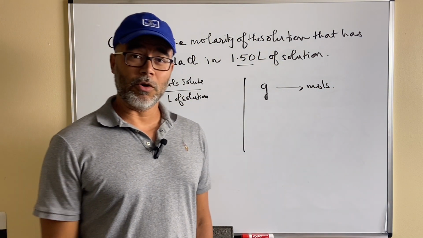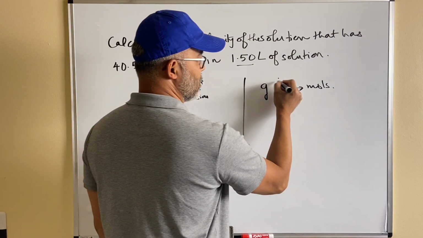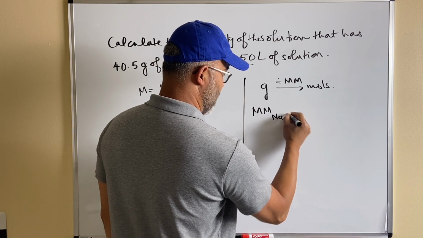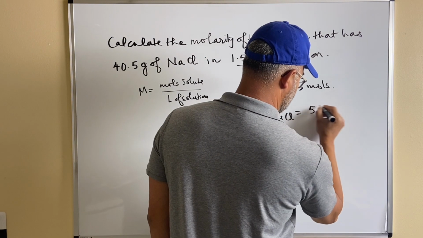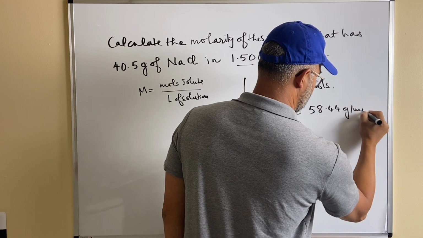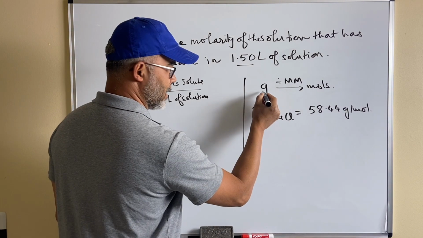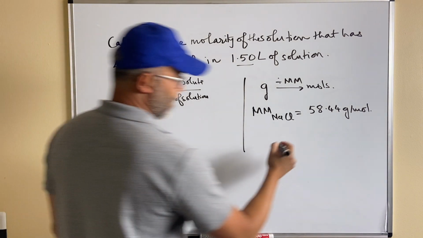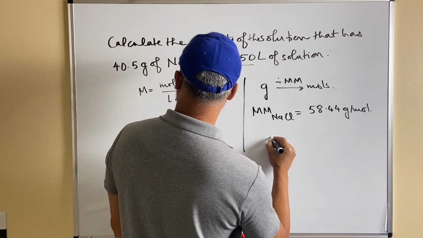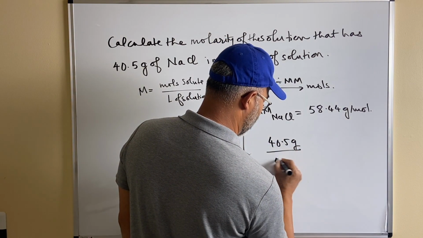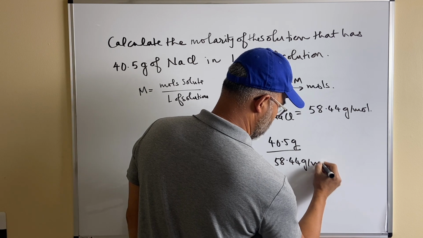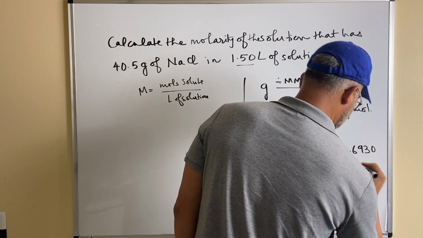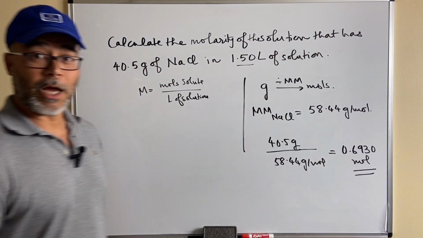Do you know how to go from grams to moles? You have to divide the grams by the molar mass. Okay, so the molar mass of sodium chloride, if you calculate it, ends up being 58.44 grams per mole. Now we will take the grams of sodium chloride given to us and divide it by the 58.44 grams per mole. That's going to give us 40.5 grams divided by 58.44 grams per mole. That gives us 0.6930 moles.